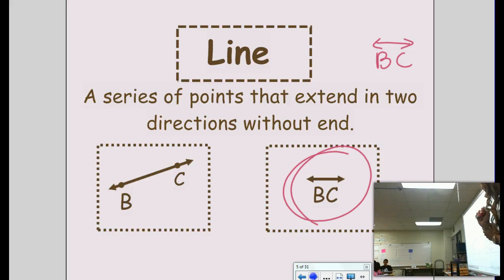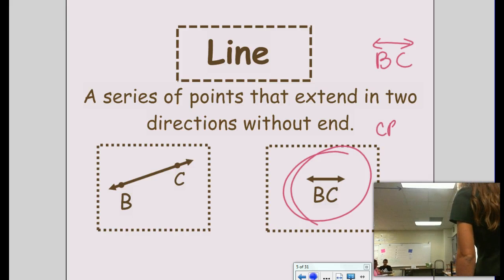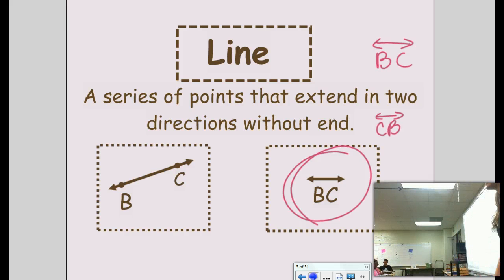Okay, here's a question. Is line BC the same as line CB? If you think it's the same, give me thumbs up. If you think those are different lines, give me thumbs down. Are those the same line or different lines? Thumbs up is correct. Those are the same line. So guess what? When you're naming that line, the order doesn't matter. So you can't get it wrong. You can call it BC, you can call it CB, because either way, it's the same collection of points.